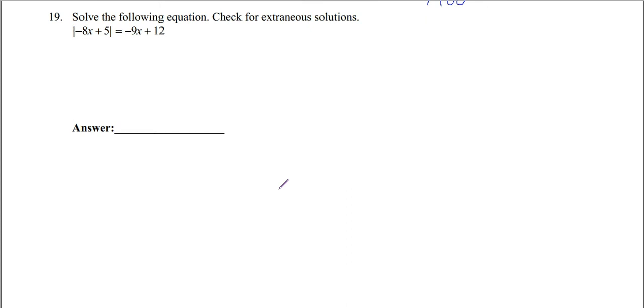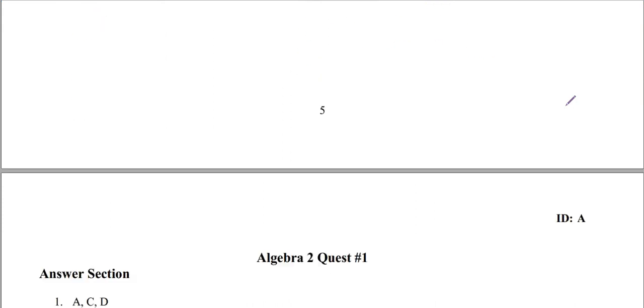I think it's great. So solve the following equation, check for extraneous solutions. Simple enough. Suffice it to say that when we work with absolute values, for reasons that I will explain in the future here on this quest, we're going to set the insides of the absolute value equal to the other side, and we're going to set it equal to the opposite of the other side. Let me go to another problem and explain why we're doing that.